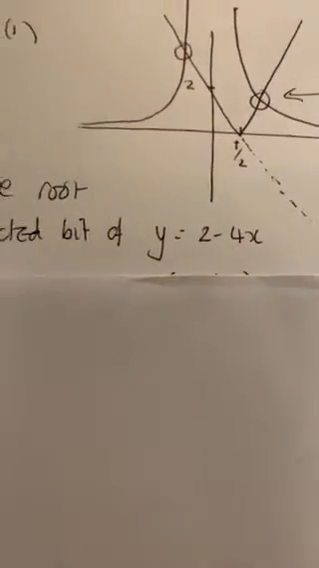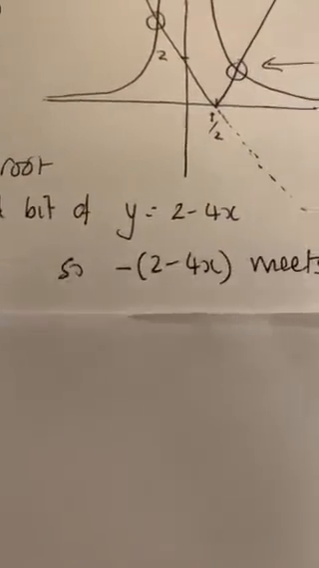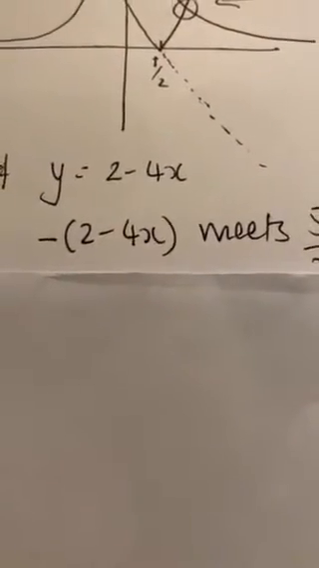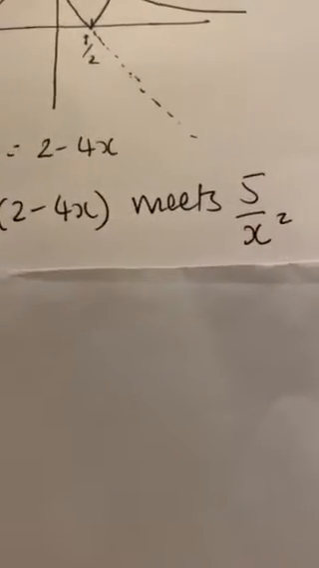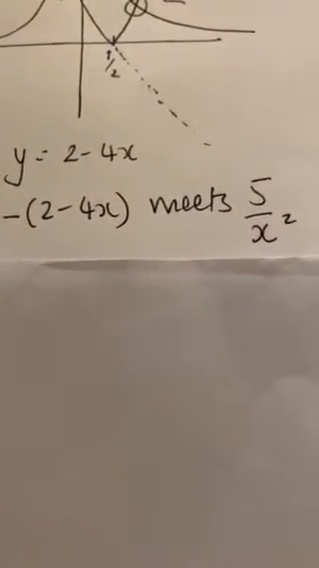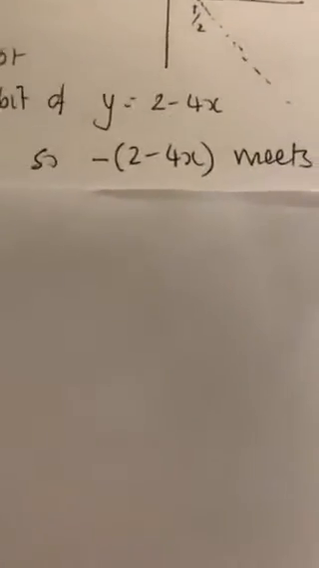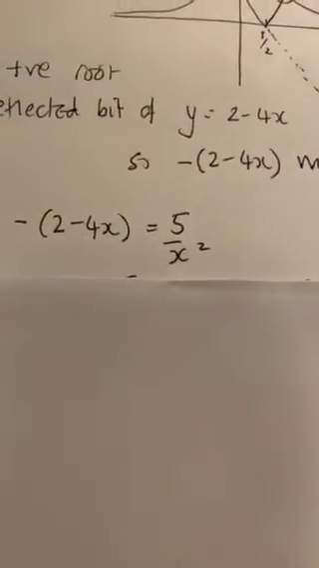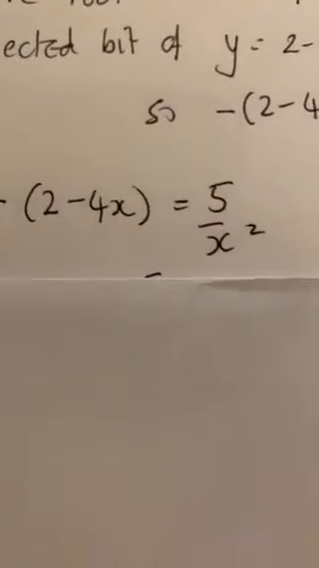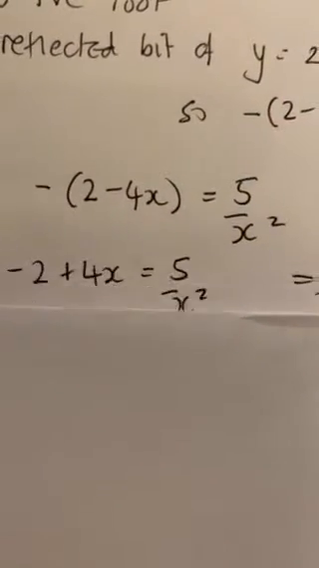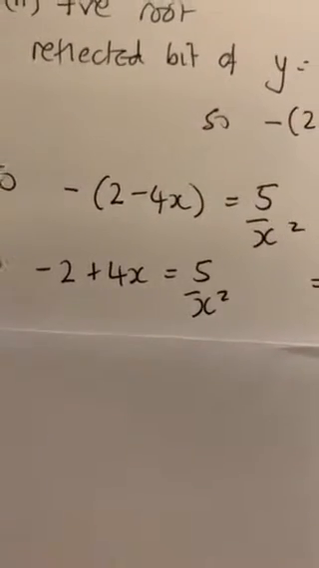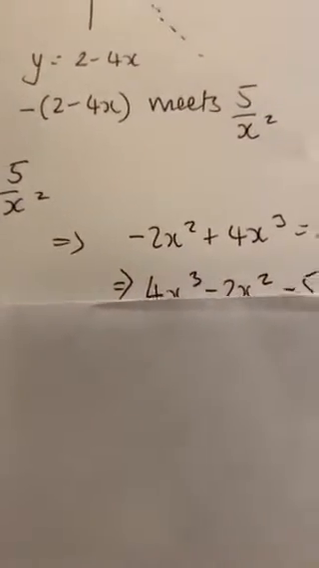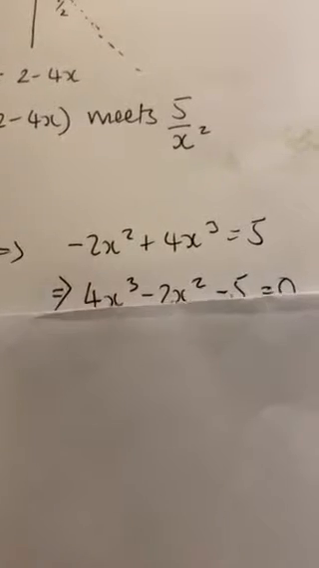So that's the reflected bit of that line. So using your transformations of graphs, it's -1 times that. And you want to know where that meets 5 over x squared. So from now on, this is just an algebra question, this bit here. So you're finding where they meet. I'm going to expand that bracket with the minus. I'm now going to multiply everything by x squared. So that's going to give me that.